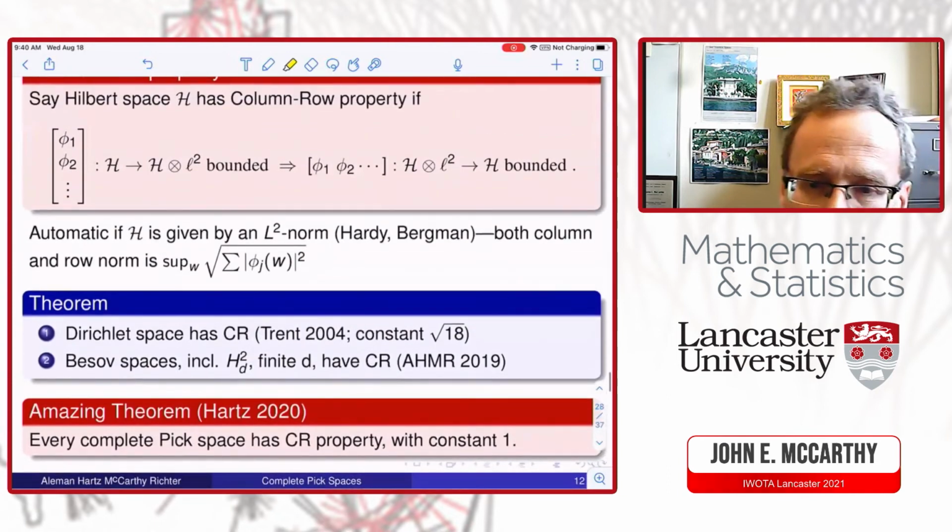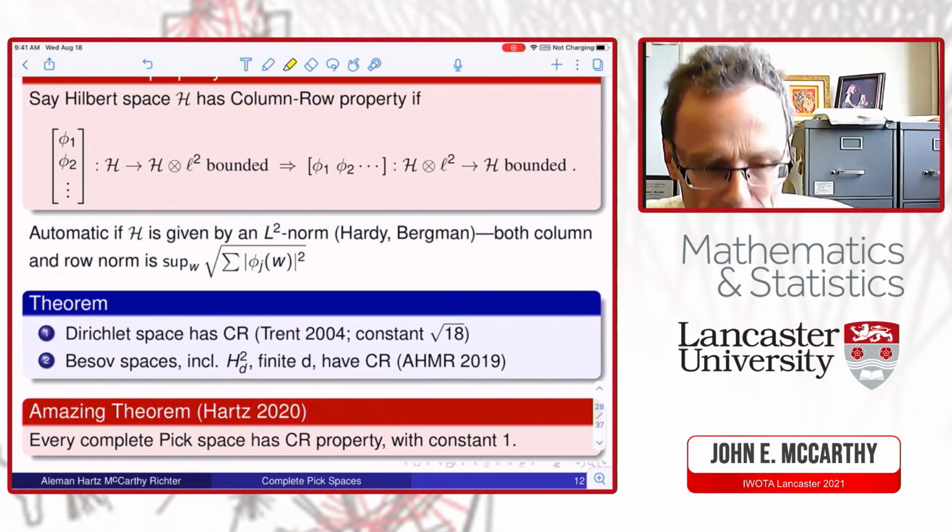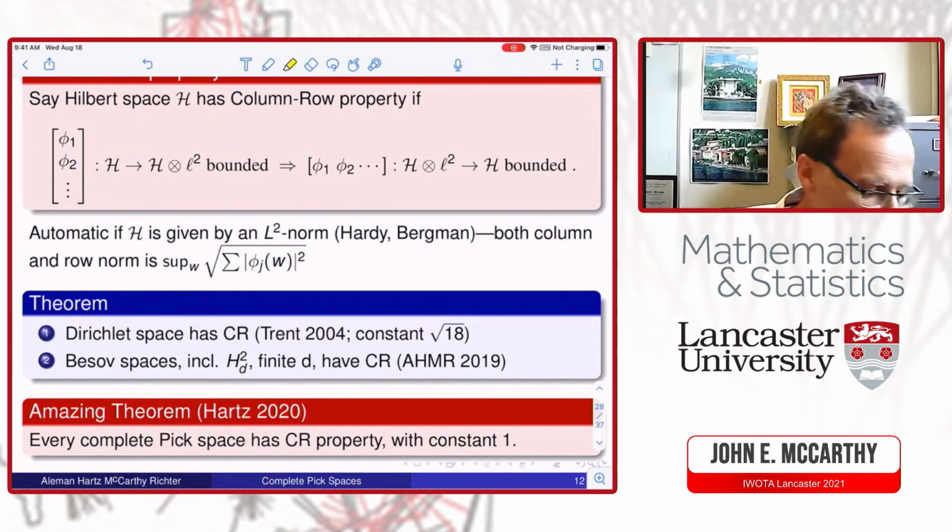Then last year, Michael Hartz proved what I consider the most amazing theorem in this subject since the McCullough-Quiggin theorem, that every complete Pick space has the column-row property with constant 1. So it has it isometrically. So this is really an amazing result.